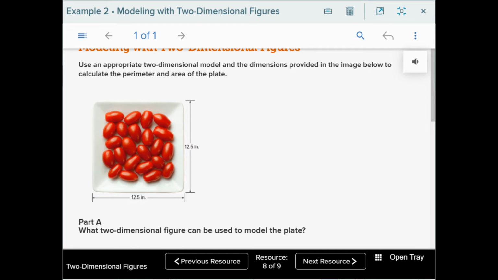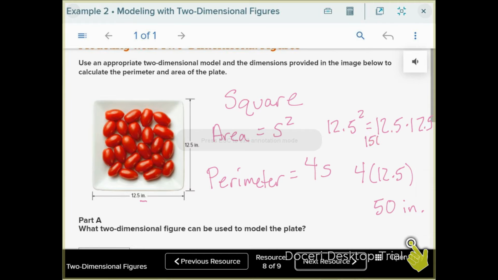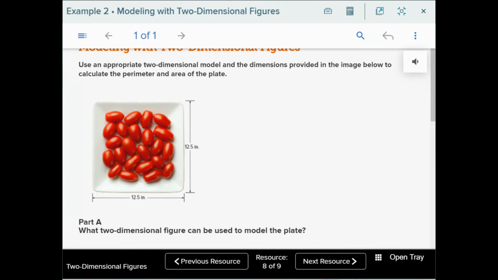12.5 times 12.5 looks like it is 156.25. And anytime we have an area, it is our unit squared, just like we squared the number, because we are measuring how many square units fit inside of an object for area. So we can use two-dimensional rules such as area and perimeter to figure out more things about the objects that we are dealing with.